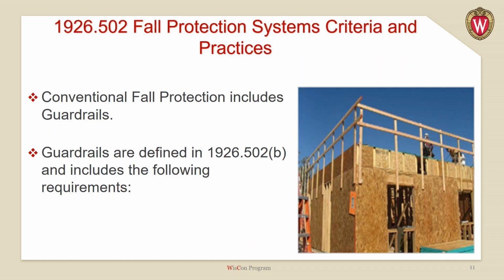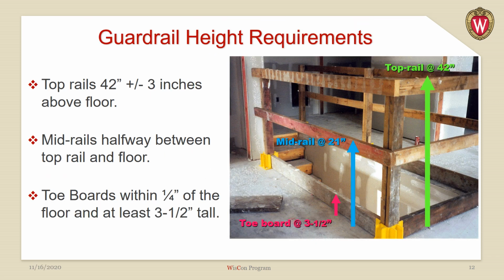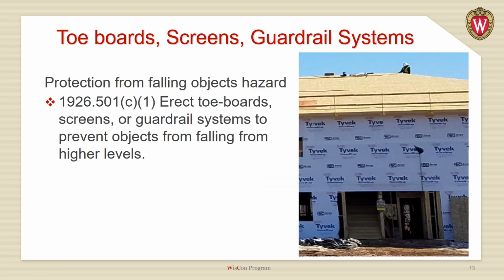All fall protection required by OSHA 1926.501 must conform to the criteria set forth in 1926.502. This includes guardrails, which are defined in 1926.502(b). Guardrail top rails height range must be 42 inches plus or minus 3 inches from the top of the rail to the floor. Mid rails are mounted halfway between top rail and deck, approximately 21 inches to the floor. Toe boards must be a minimum of 3.5 inches high and secured within 1/4 inch of the floor.